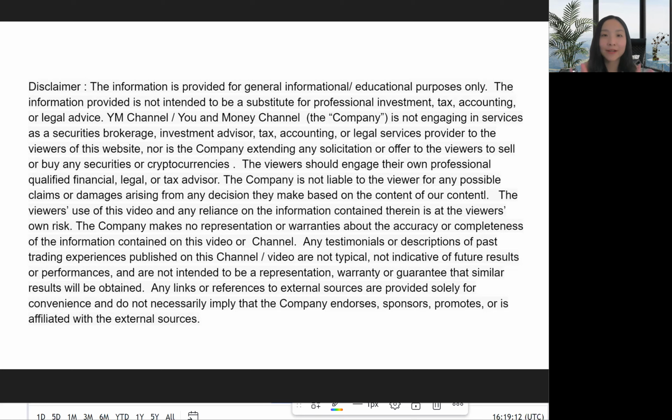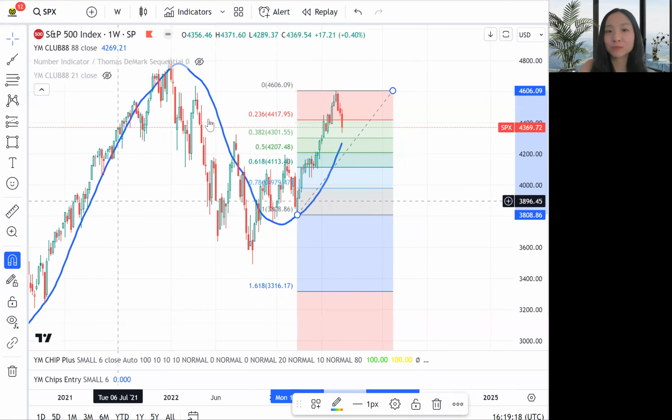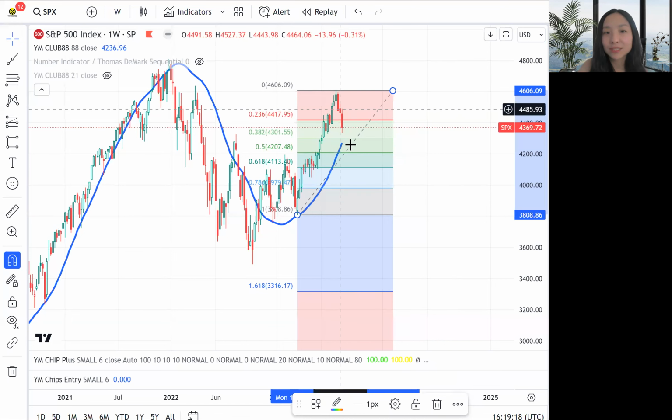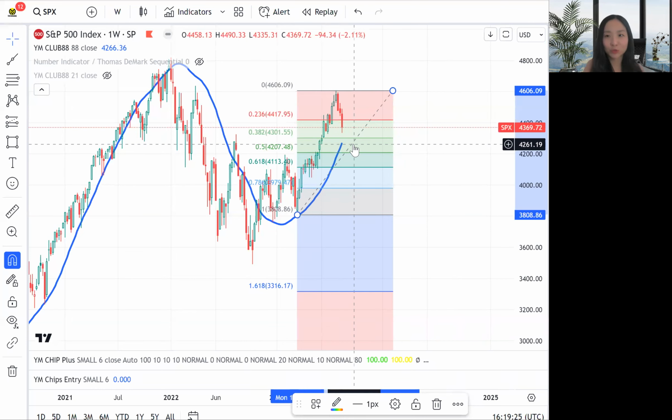And this is not financial advice. It's just for education purposes, okay? So now we look at the S&P 500. Basically, we have dropped for 3 weeks already, but do we need to panic?